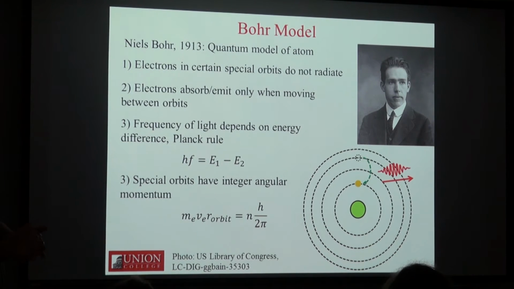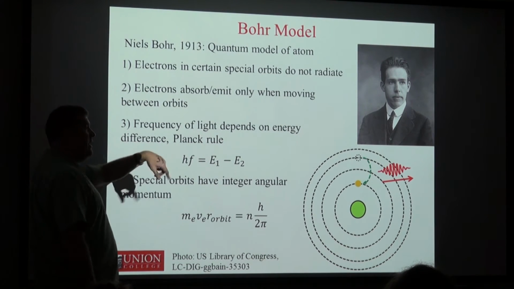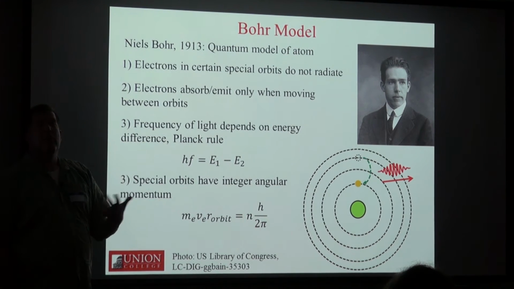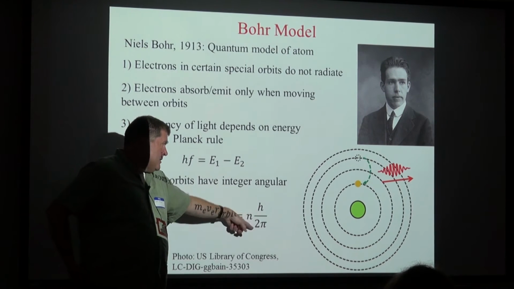And he says, well, we have these special orbits. How do we decide which orbits are special? There has to be something that has an integer in it, because the formula that describes the frequency of light emitted and absorbed by hydrogen has these integers, these n1 and n2 that show up. So we've got to have something that has an integer associated with it. And the thing that works is to say that the angular momentum of the electron going around the nucleus is an integer multiple of Planck's constant divided by 2 pi.